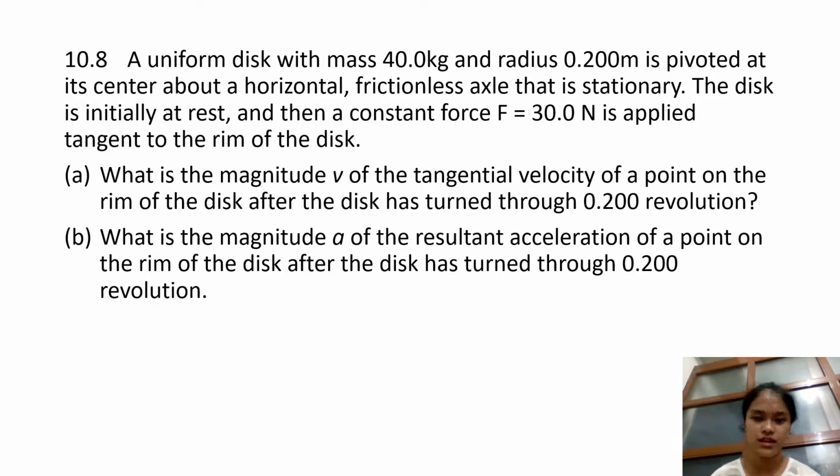This problem is about torque and angular acceleration for a rigid body. A uniform disc with a mass of 40 kilograms and a radius of 0.2 meters is pivoted at the center about a horizontal frictionless axle that is stationary. The disc is initially at rest and a constant force of 30 Newtons is applied tangent to the rim of the disc. What is the magnitude v of the tangential velocity of a point on the rim of the disc after the disc has turned through 0.2 revolution? And what is the magnitude a of the resultant acceleration for a point on the rim of the disc after the disc has turned through 0.2 revolution?